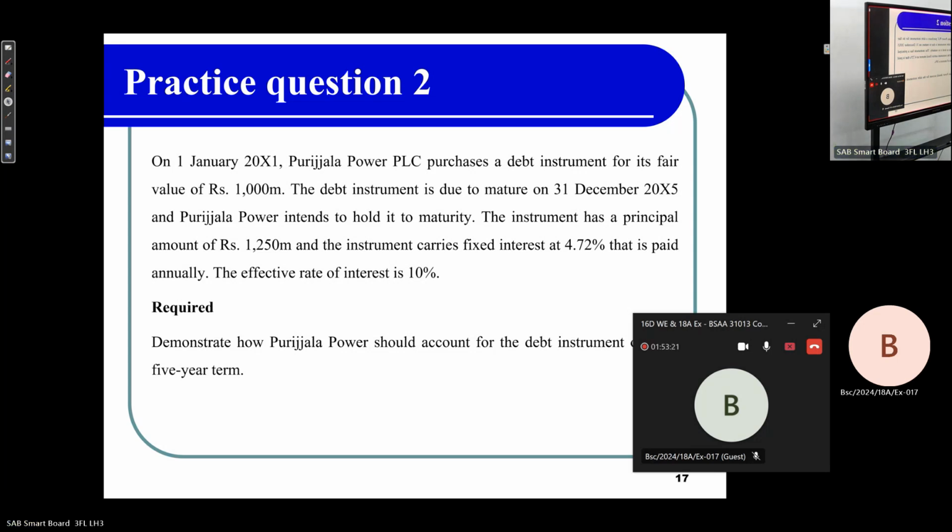Classification. Amortized cost, fair value through OCI, fair value through P&L. He says fair value through P&L. What are the three categories?